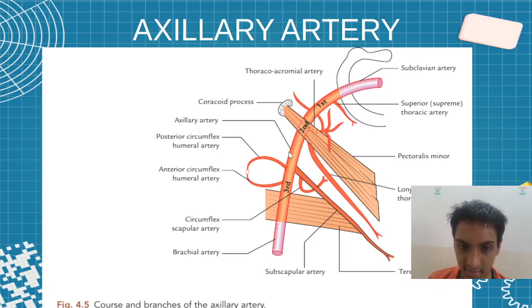This is the second. This is both the subclavian and axillary. This is the axillary part. Now we are coming to the axillary part. In the axillary part, we are finding the subscapular artery, the circumflex scapular, and circumflex humeral. This is the circumflex humeral. This is the circumflex scapular. Then this is the teres major. So the third part pierces the teres major and continues as the brachial artery.